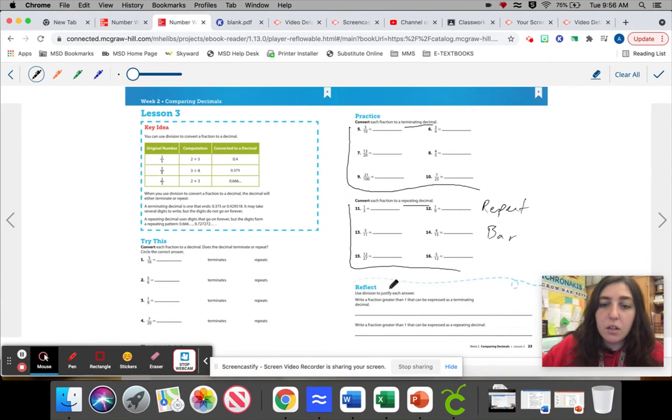All right, and then go ahead and do the reflect questions as well. And you're going to use division to justify your answer. So these are a bit challenging, so do your best. But you need to come up with a fraction that's greater than 1 that can be expressed as a terminating decimal. And then for the second one, come up with a fraction that's greater than 1 that can be expressed as a repeating decimal. Okay? Let us know if you have questions, and please make sure to show your work.